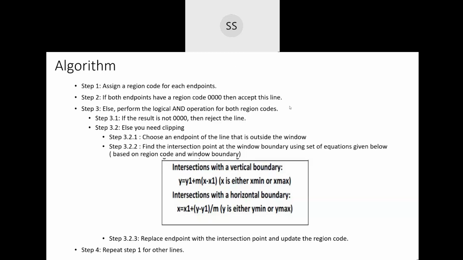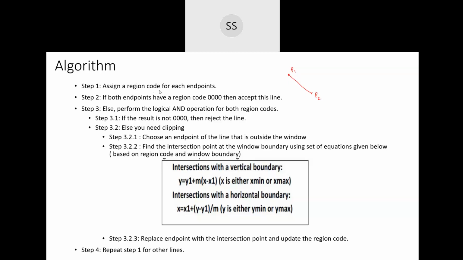You can see the algorithm, we had discussed it earlier itself. It basically consists of 4 steps. The first step: you have got a line, and for that line you have the endpoints P1 and P2. For the endpoints P1 and P2, we are going to assign the region code. We have studied how to specify the region code in the last class. So here, for the endpoints, we are going to assign the region code.